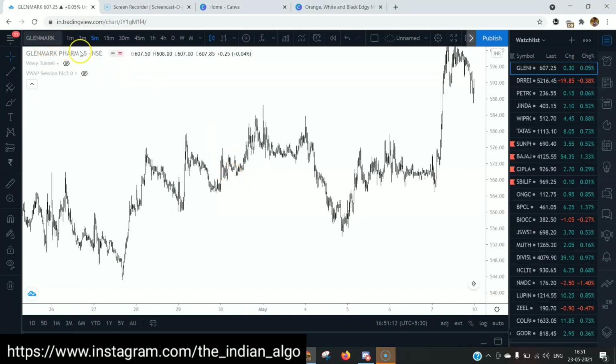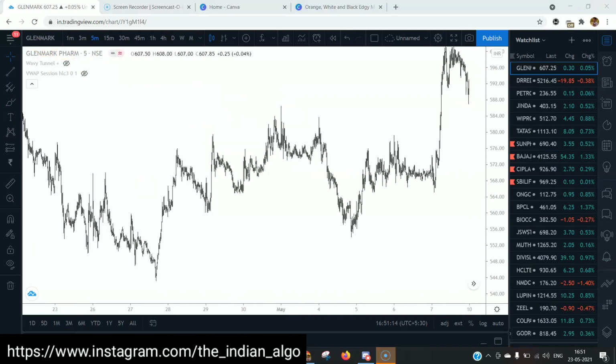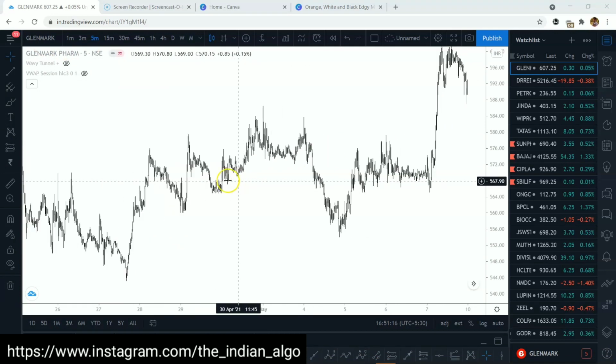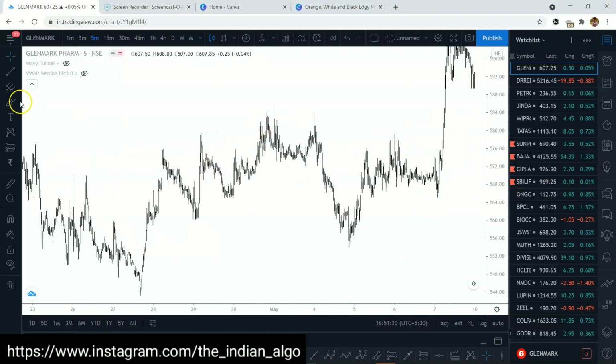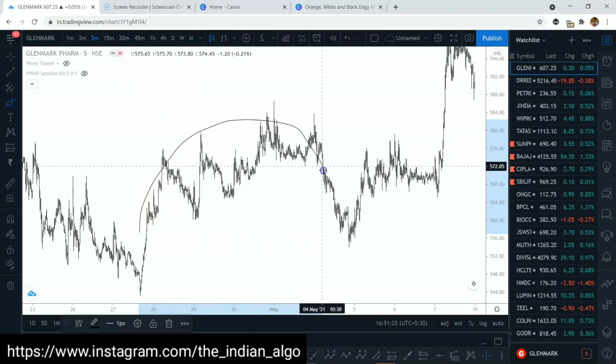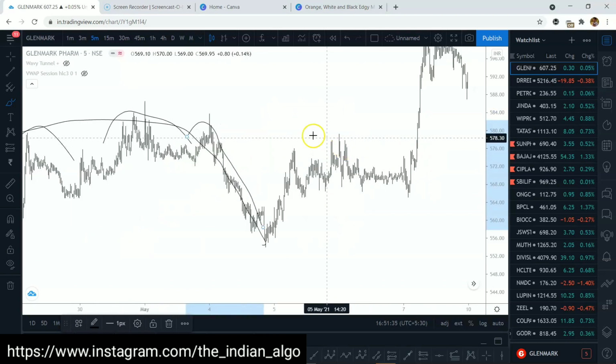Now here on this Glenmark chart, we have another example of volatility contraction. Now this is a different perspective. If you try to identify, this whole move that you see here is actually a volatile move. This whole move that you see here, then this particular up move that you see here, are all volatility moves. All right, and then we get a contraction right here.